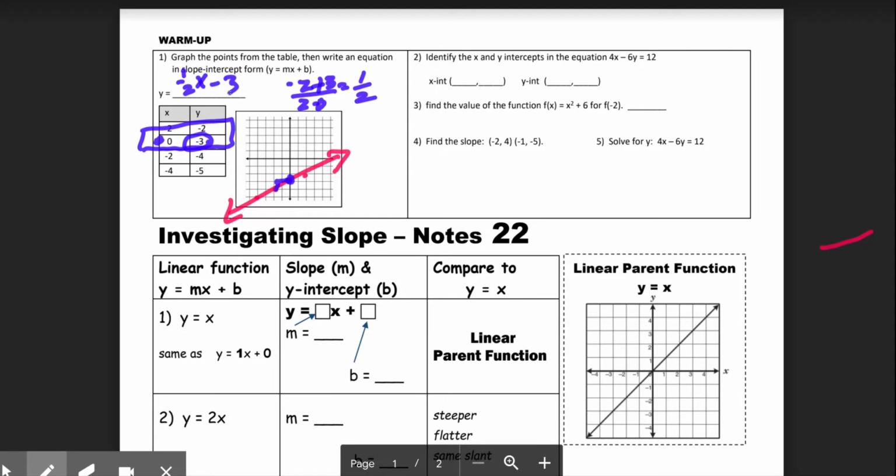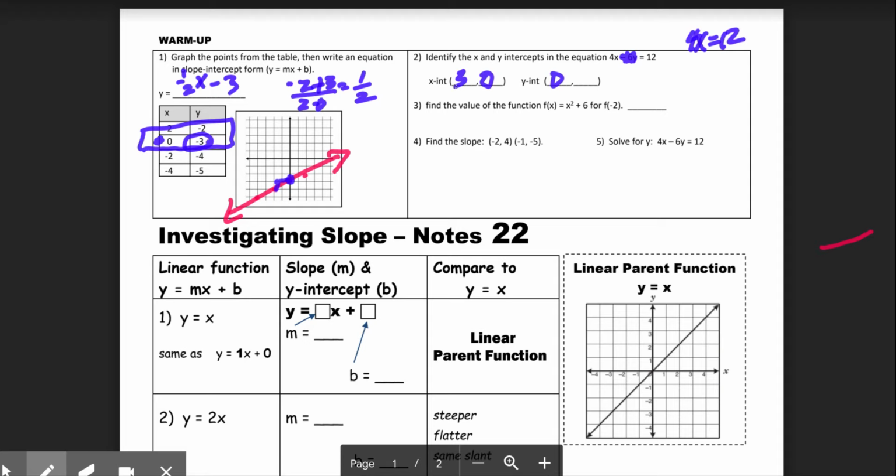Number 2, identify the x and y-intercepts in this equation. To find the x-intercept, we let y be 0, and to find the y-intercept, we're going to let x be 0. So if we let y be 0 here, basically we just cancel that out. So we have 4x equals 12. So 4 times what is 12? Well, that's 3. So we have 3 right there.